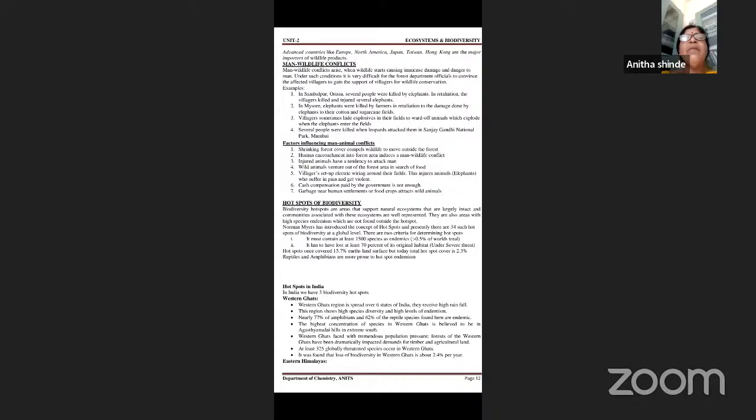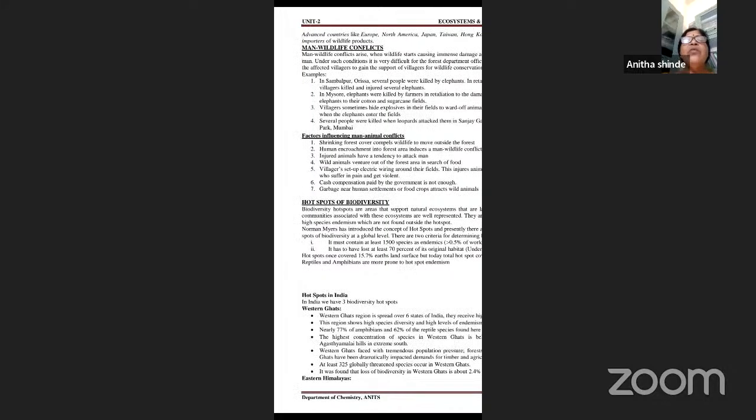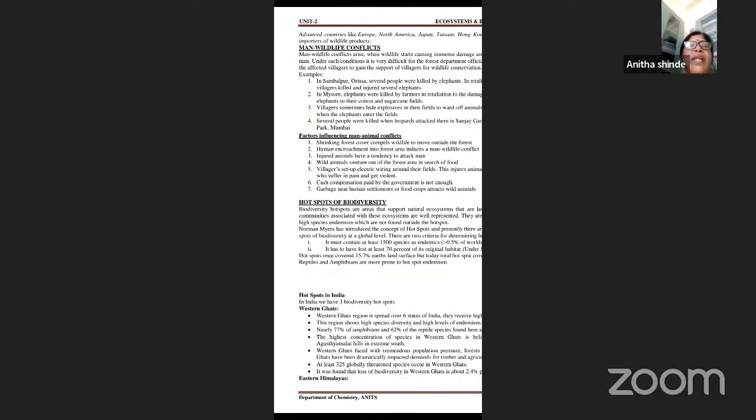You all know wildlife conflicts arise when the wildlife starts causing immense damage and danger to man. In such conditions, it is very difficult for the forest department officials to take care of it. So in such cases, they try to kill the wild animals. So that also has to be taken care of. The factors influencing man-animal conflicts are the shrinking forest, human encroachment into the forest, injured wild animals, and all these things. So these have to be taken care of.